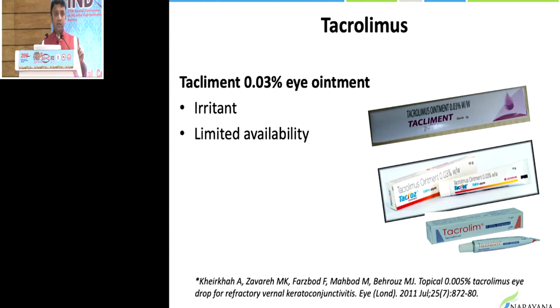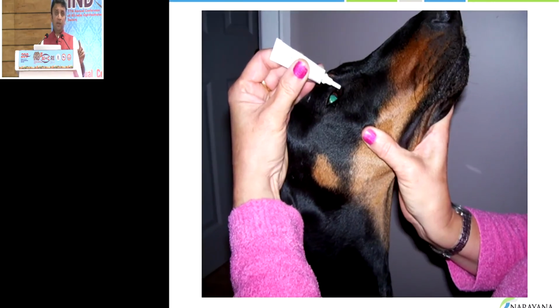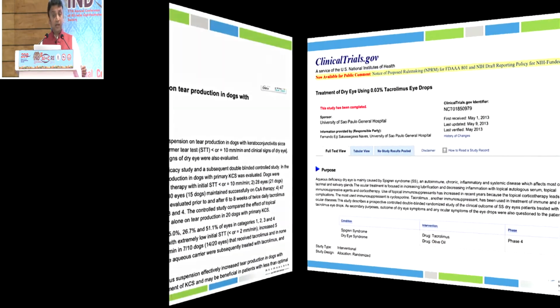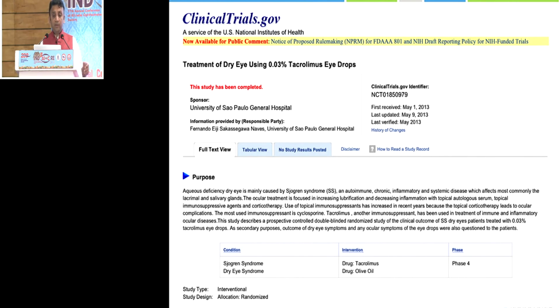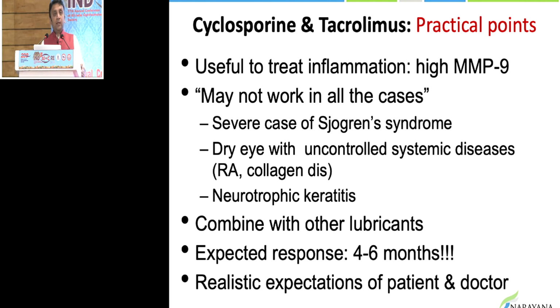Tacrolimus clinically is 1,000 times more potent than cyclosporin. So if somebody can tolerate tacrolimus, I would certainly wish to give them tacrolimus. Tacrolimus is not a new molecule in veterinary science. It has been used in animals for a pretty long time, and dogs have a unique tendency toward dry eye much worse than ours. It has been studied there and it does help. There are clinical trials going on about tacrolimus, and they show that tacrolimus has potential.